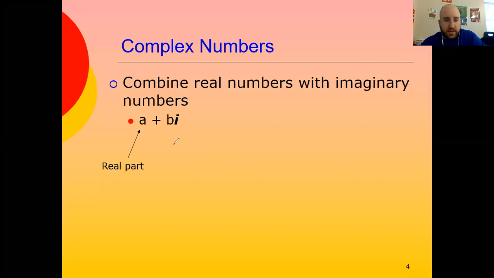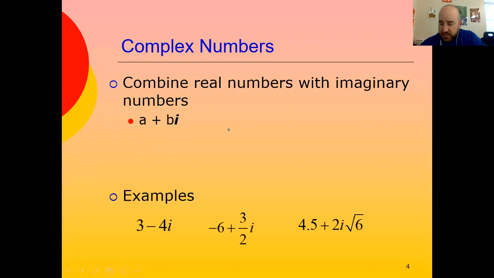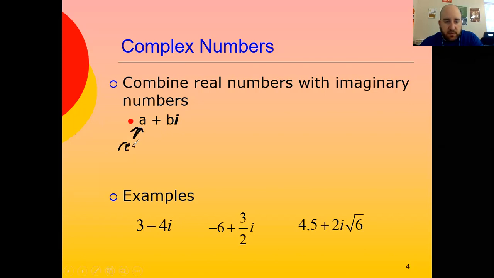So if we're looking at the general form, okay? We have a plus bi. a represents the real part. bi represents the imaginary part. And there's some examples down there. Again, I'm going to try to kind of power through this as quick as I can so it's not too long of a video. I'll tell you where you can kind of stop to get down your notes if you need to. Okay.